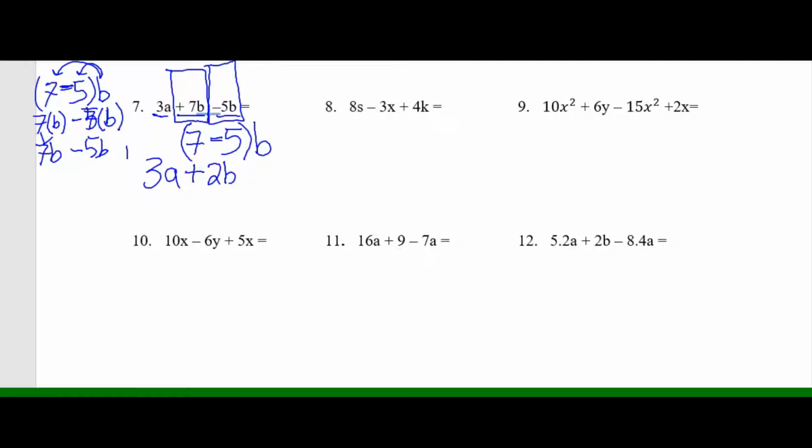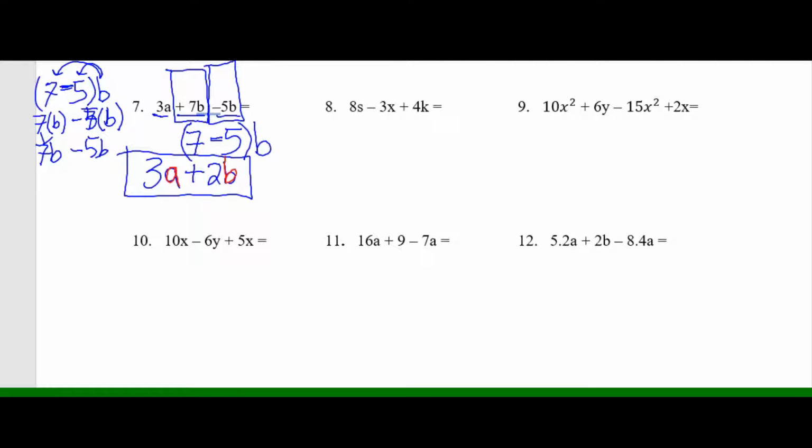And I cannot combine these, so I'm going to leave this like this because these are not like terms because I have a different variable. I have an a, apples, and b, bananas. So these are not like terms because in order to be like terms, you have to have the same variable, same exponent, and clearly a variable is not the same as b variable because they are different letters.